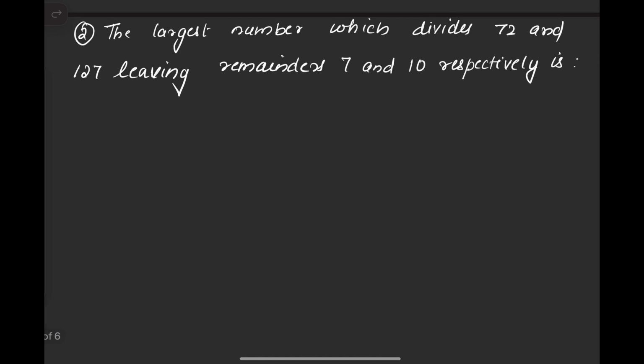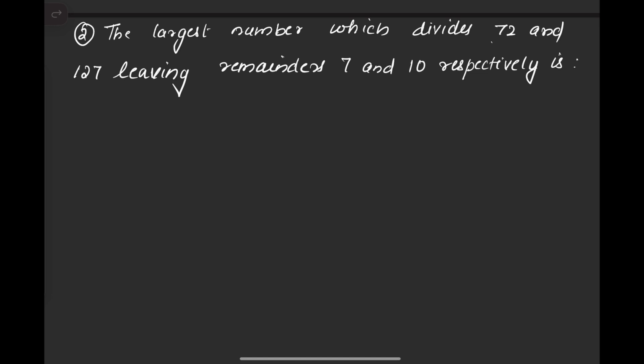The largest number which divides 72 and 127, leaving remainders 7 and 10 respectively. How can we find out this one? This kind of question has been asked multiple times during previous years, so we have to go through this very carefully.